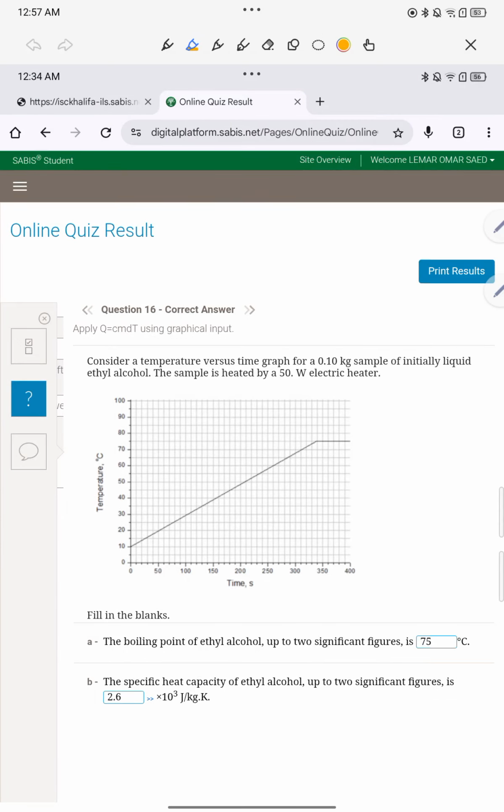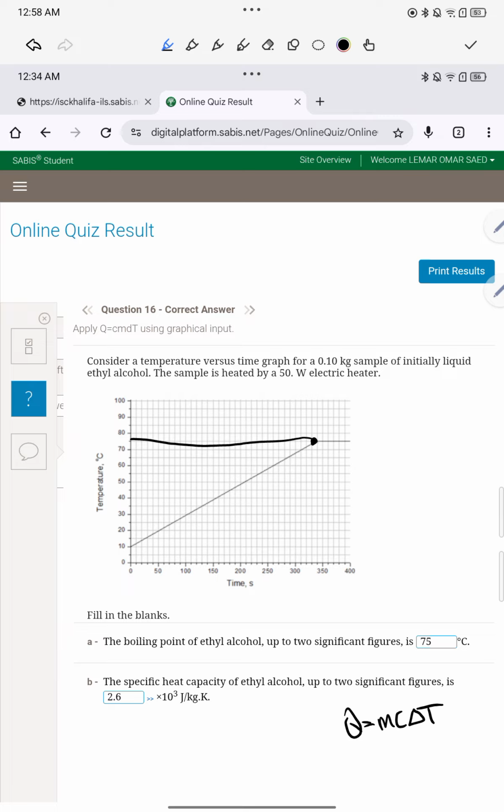This question, easy. The boiling point, so the last point it reaches, it's here. So look here, 75. Between 70 and 80, it's 75. Okay, now Q equals MC delta T.